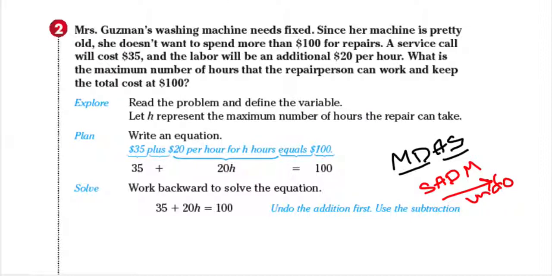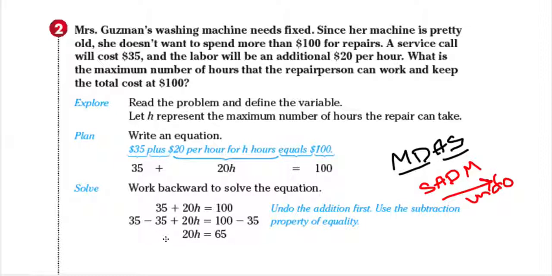Let's take a look at this problem and see how this works. You have 35 plus 20H equals 100. We need to undo addition first, because in 35 plus 20H, we did multiplication first, and then we added 35. So to solve for H, we need to undo 35 because we're working backward now, and then undo 20 later on. So we subtract 35 from both sides. Using the subtraction property of equality, you end up with 20H equals 65.